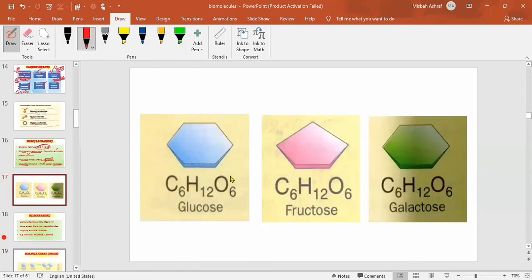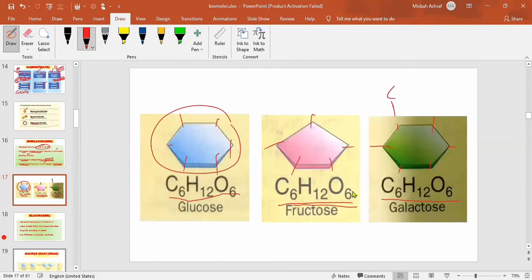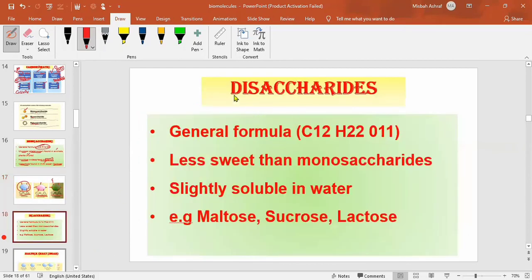Yes, these are the structures and formulas of glucose. Glucose has C6H12O6. Fructose also has C6H12O6. Galactose also has C6H12O6. If they all have the same molecular formula, then where is the difference? The difference is in their structural formula. Here you can see it has 6 corners: 1, 2, 3, 4, 5, 6. This one has 5 corners, and this one has 6 corners, but its one carbon is here. So all these have the same molecular formula, but different structural formulas. This is glucose. Next are the disaccharides.